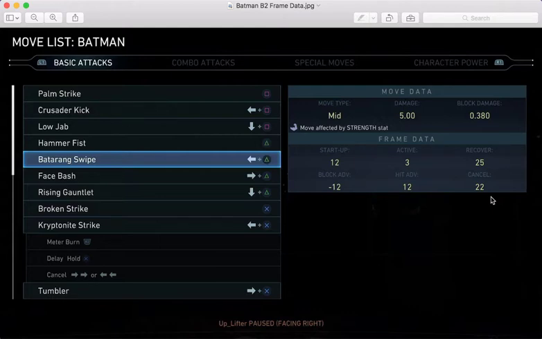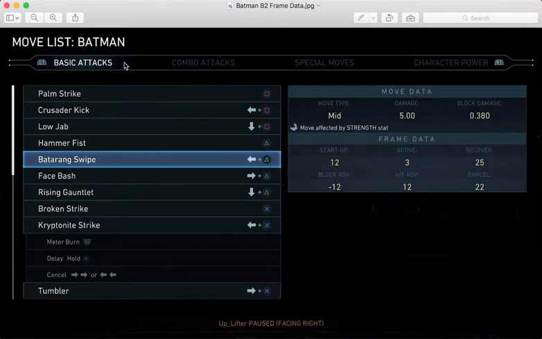Now here's how you understand the data. You add the cancel frames, right here, to the block advantage frames, right here, to get your cancel advantage. So in this case, your cancel frames are 22, your block advantage is -12, which sums to 10 frames. This is your cancel advantage.